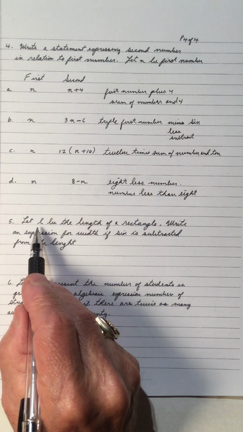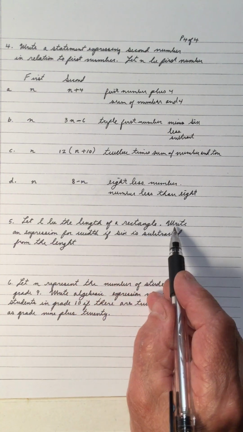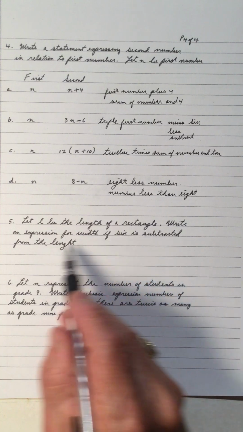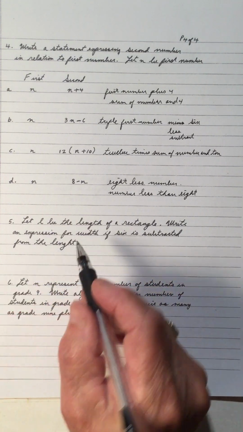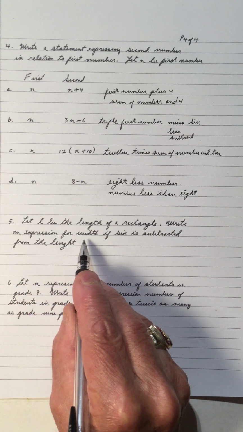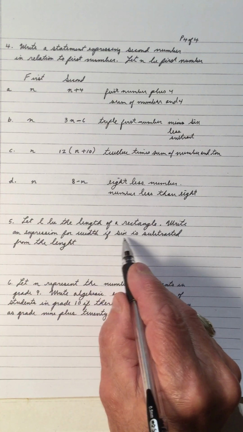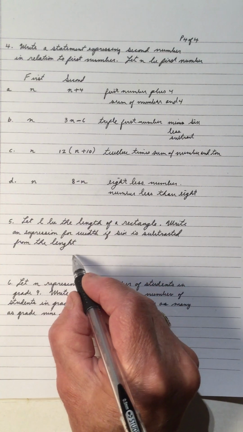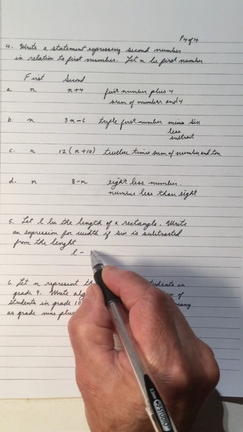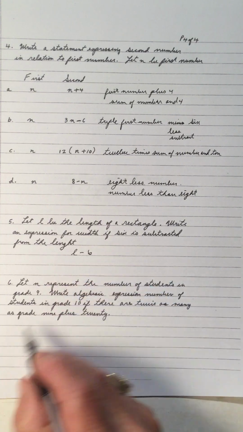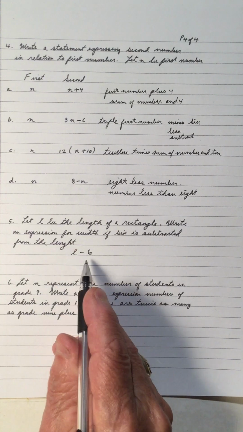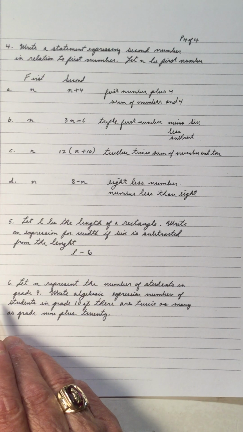Number 5, let L be the length of a rectangle. Write an expression for the width if 6 is subtracted from the length. So L is the length. 6 is subtracted from the length, so we have the length minus 6. The width is L minus 6.